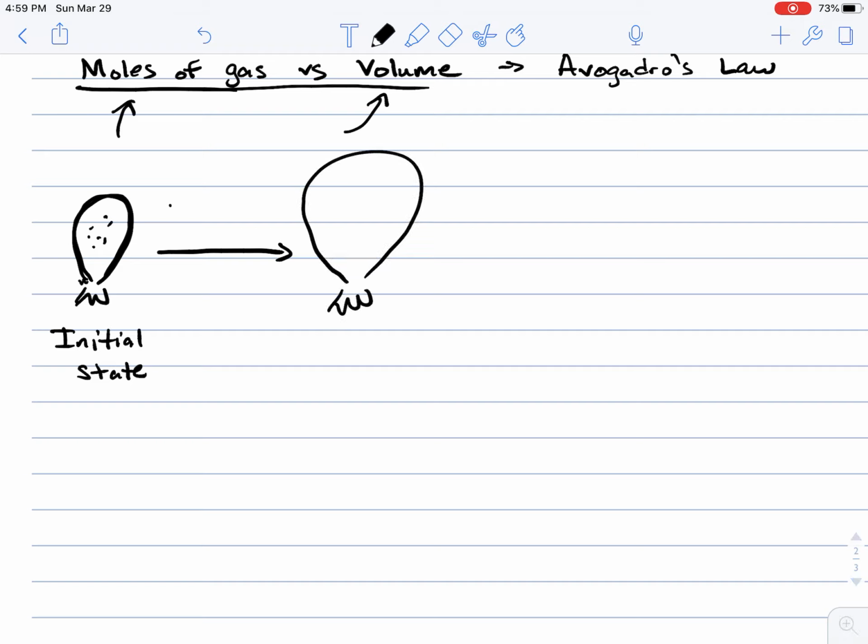And so when we add more moles of gases, or more gases just in general inside a container, in this case the container is a balloon, we're going to increase its volume. So we're going to add moles of gas, and the final state will have an increased volume of the gas.